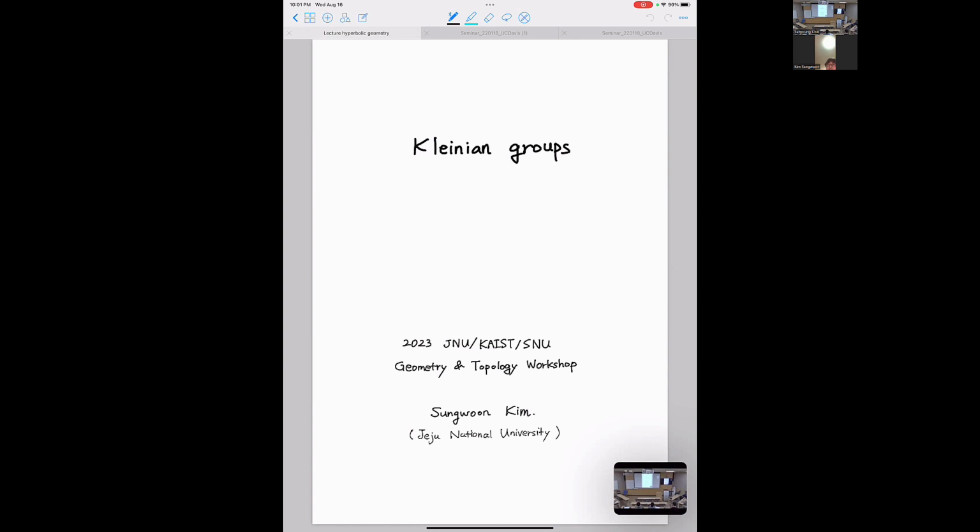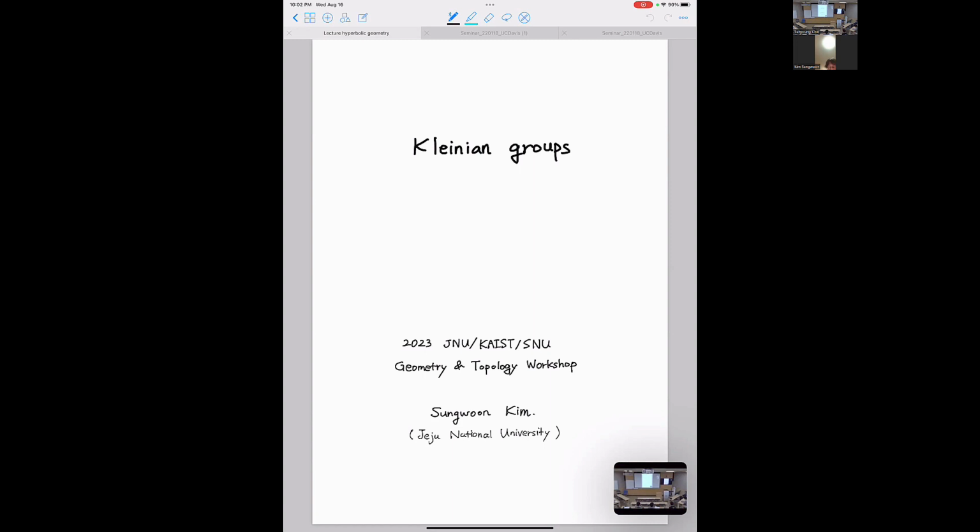And I will talk about how people developed Kleinian group theory to higher rank. There is a key, very important idea in higher type space. So keep in mind the important properties of Kleinian groups for generalizing to higher rank.